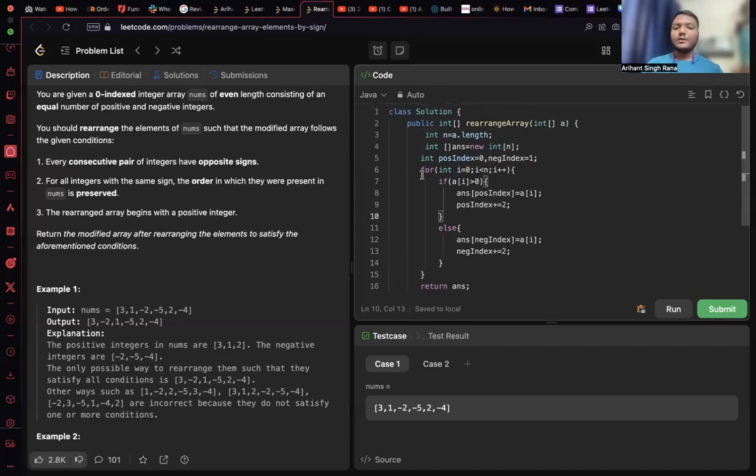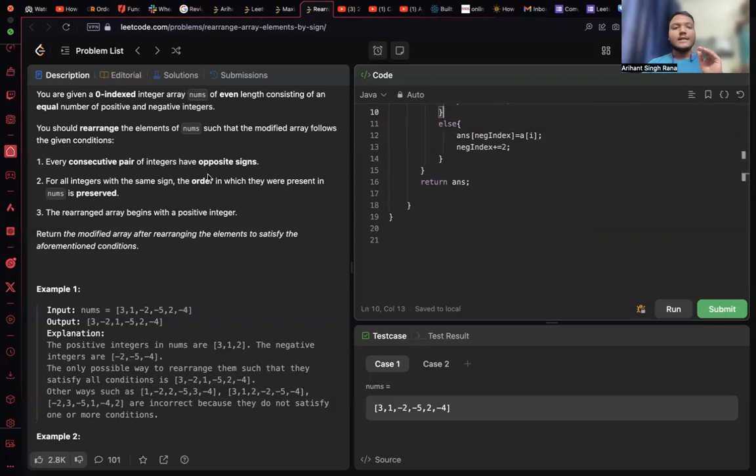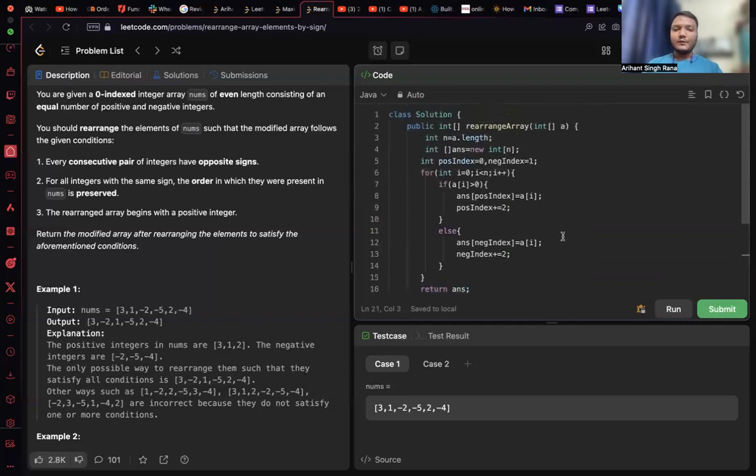After the whole for loop is done, the answer array would be filled with numbers following all three points, so the answer array would satisfy all three conditions, and after that I'm simply returning the answer array. So that's all for this code.